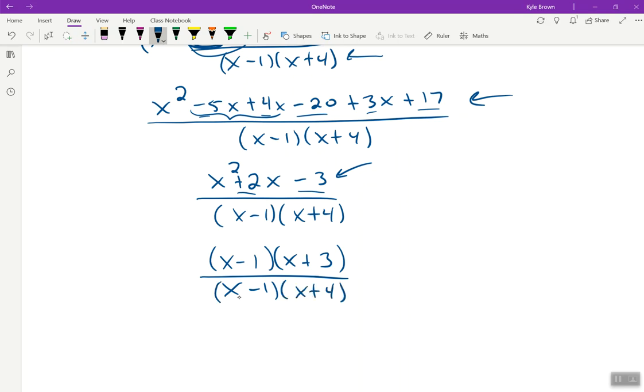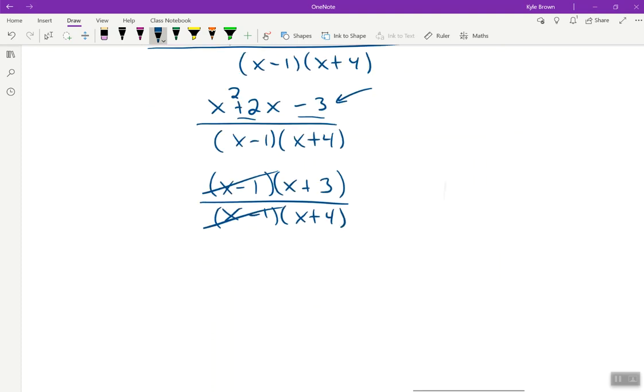Okay, and then you can probably see it from here, right? We've got x minus 1 up top, x minus 1 in the bottom. So in the end, this is x plus 3 over x plus 4.